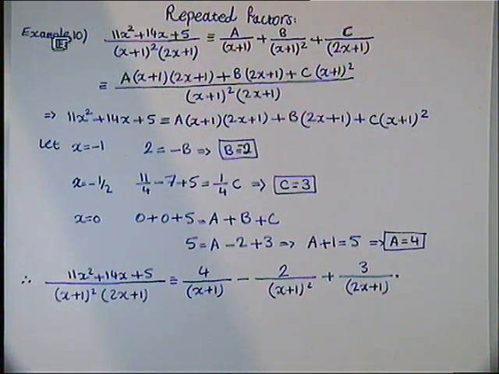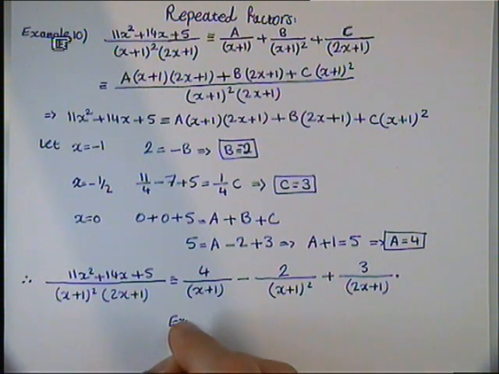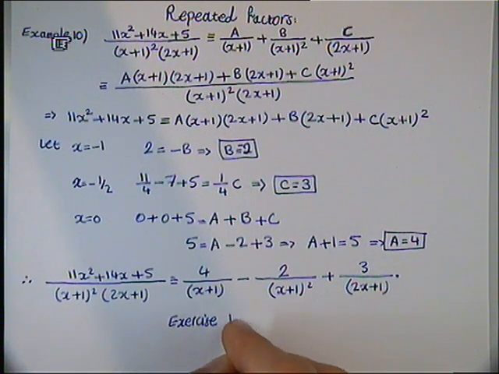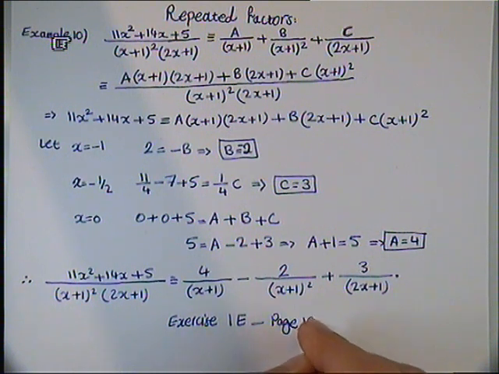Okay, so that's the end of section 1.4. You should be able to do exercise 1e, which is on page 13 from the Pure 2.